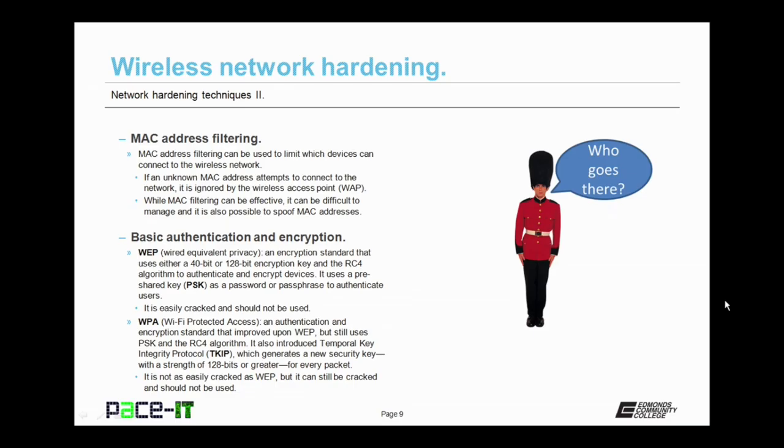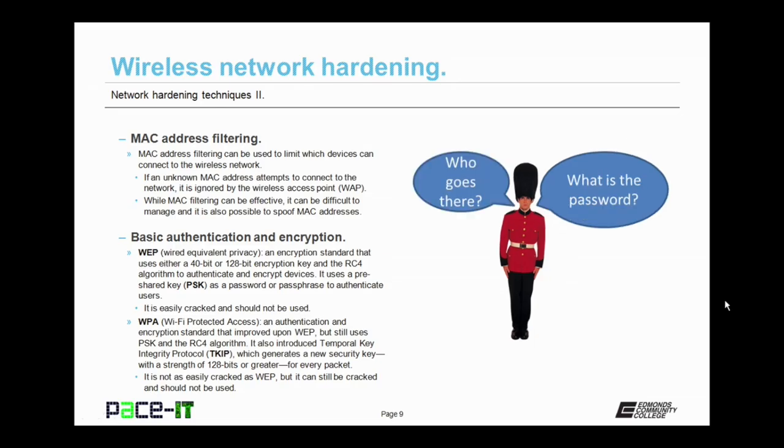One of the first techniques that you can use to harden a wireless network is MAC address filtering. MAC address filtering can be used to limit which devices can connect to the wireless network. If an unknown MAC address attempts to connect to the network, it is ignored by the wireless access point. So when it requests to join, the WAP checks its MAC filter, and if that MAC isn't in the filter, it just drops that requester. While MAC filtering can be effective, it can also be difficult to manage, and it is also possible to spoof MAC addresses. Which brings us to basic authentication and encryption for wireless networks.